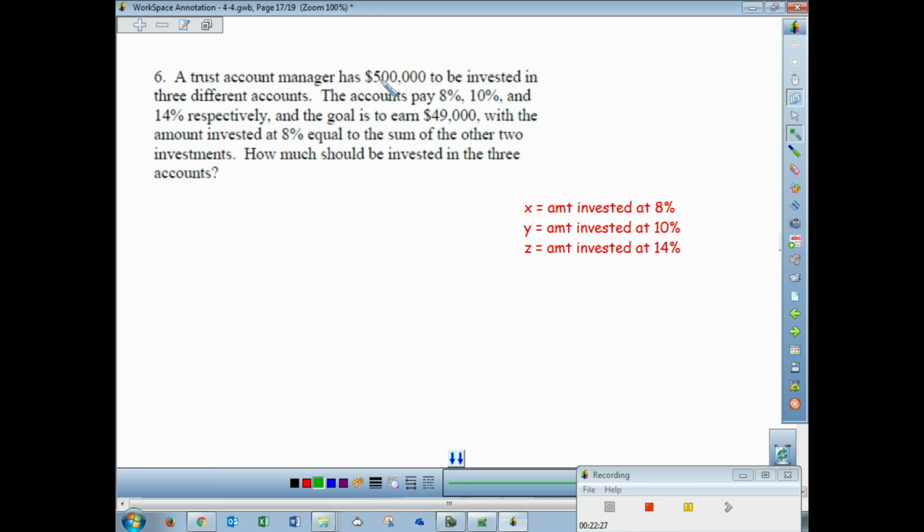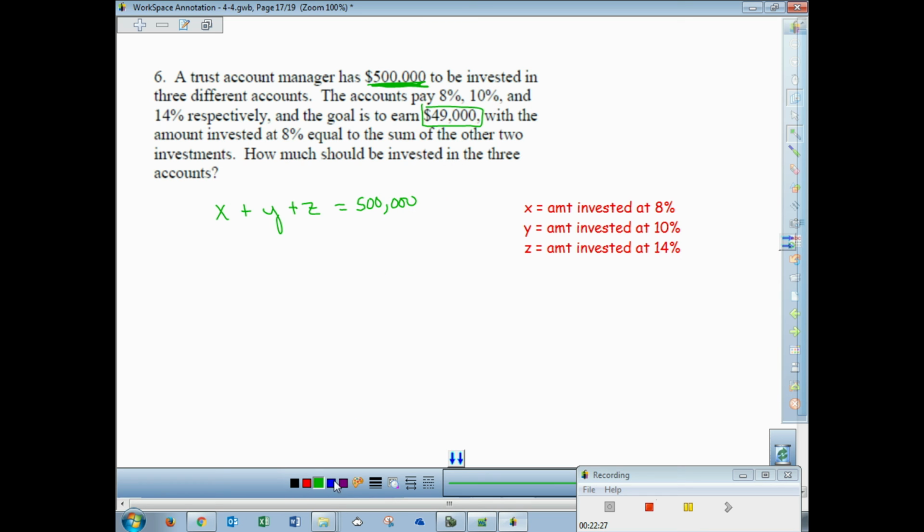Should they add up to equal the 500,000, or should they add up to equal the 49,000? The 500,000 is the money that they have in total to invest. The 49,000 is the interest that they want to earn. So since X, Y, and Z are the amounts they're going to invest, they should all add up to 500,000. So X plus Y plus Z equals 500,000. This is the total amount of money that this guy gets to invest in these 3 different accounts.